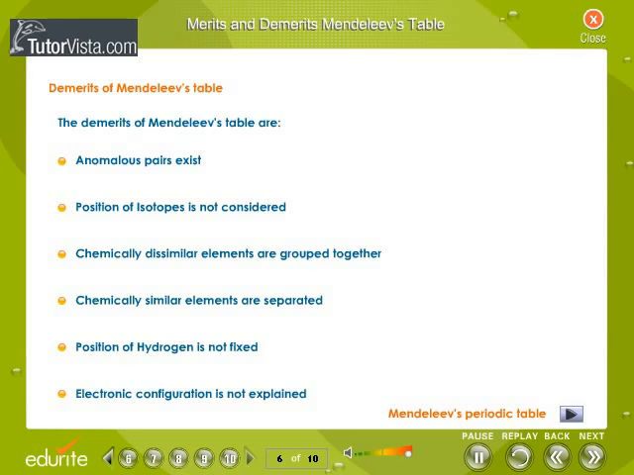Demerits of Mendeleev's table. Mendeleev's periodic table addressed some of the defects of the Newland's classification. There were gaps left for undiscovered elements. There were quite a few defects as well.